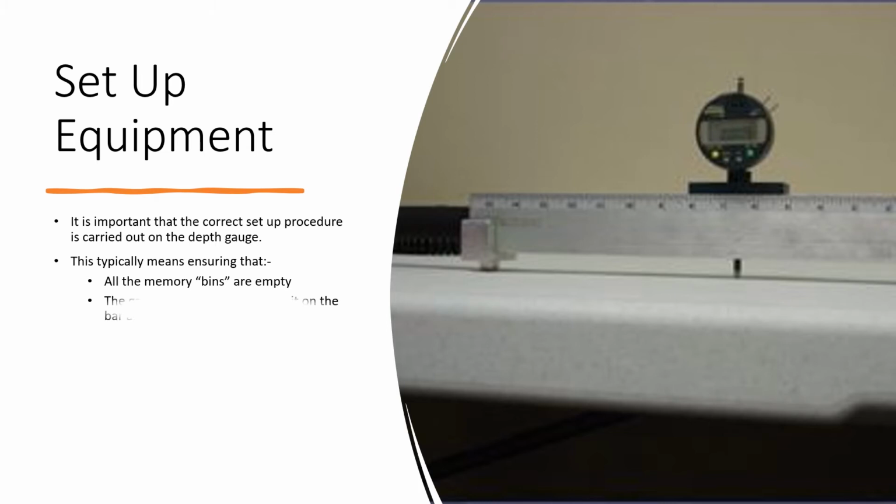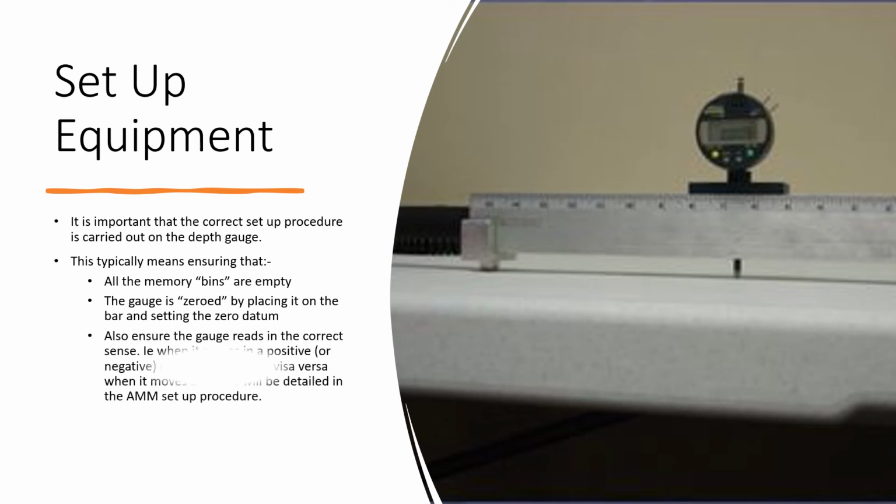The gauge is then zeroed by placing it on the bar and setting the zero datum. And you also have to make sure that the gauge reads in the correct sense, i.e. when it moves in, it records a positive number or possibly a negative number. The AMM procedure will tell you. And when it moves out, it stores either a positive or negative number. It depends what it says in the AMM procedure.